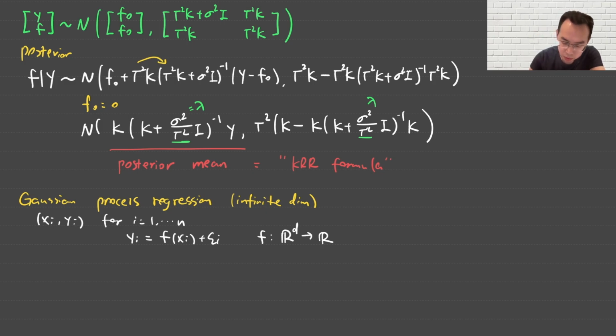Now for the prior distribution of f, because now we have a function, we're just going to directly assume it to be a Gaussian process. It's like a multivariate Gaussian, but in infinite dimension. So we'll have the function f0 as the mean, and for the covariance that will be k(x, x).